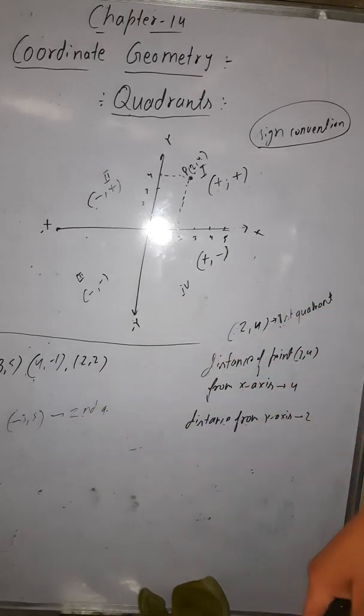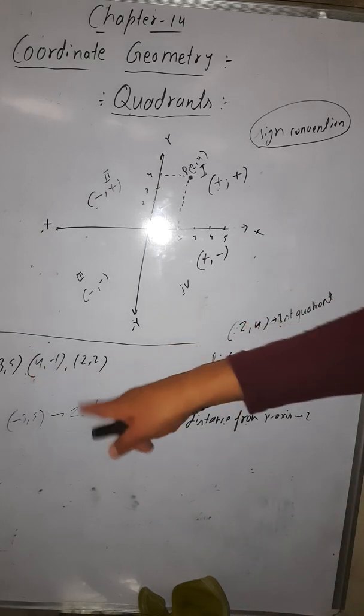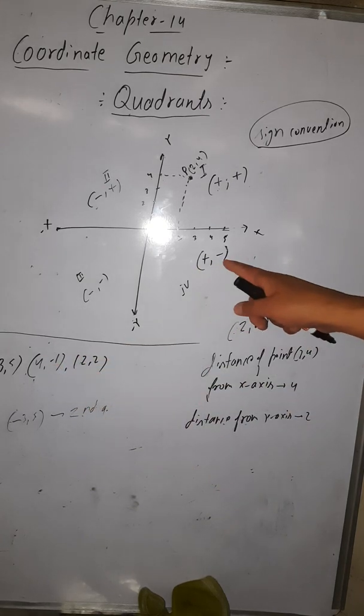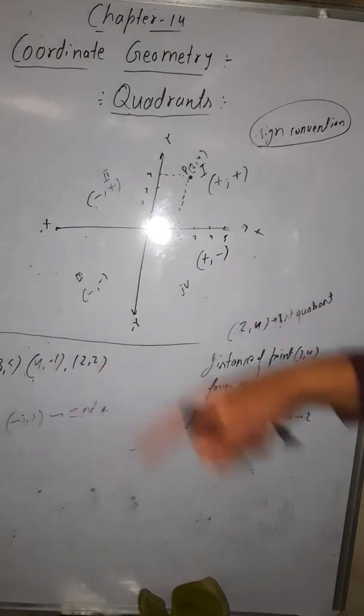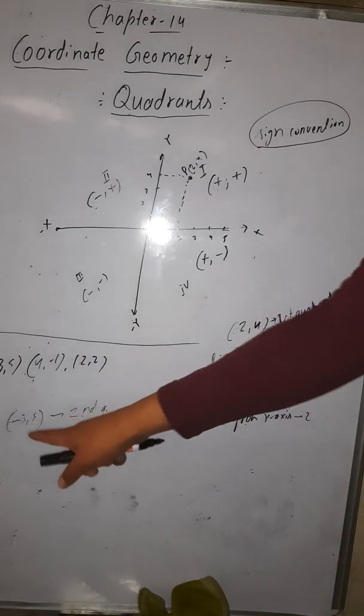Similarly, this other point we have to locate: (4, -1). The x coordinate is positive and the y coordinate is negative. Positive, negative. It means it will lie in the fourth quadrant. So you will locate this point here. You have to locate this point also.